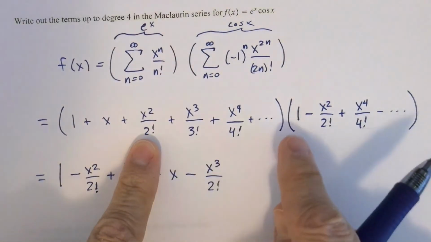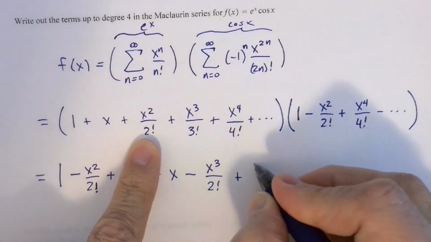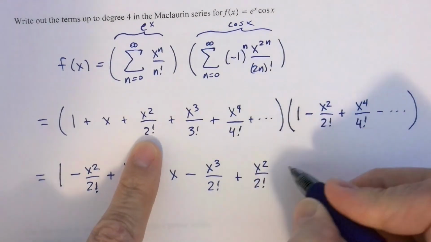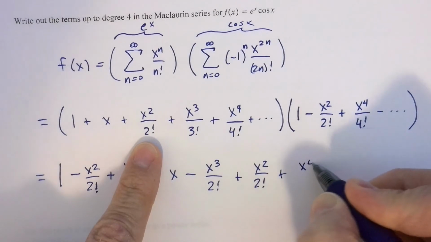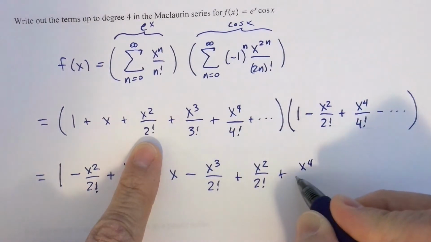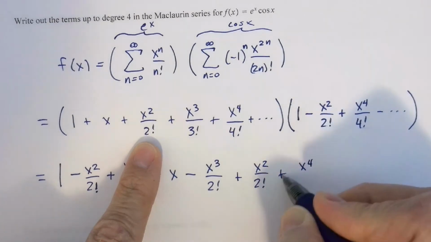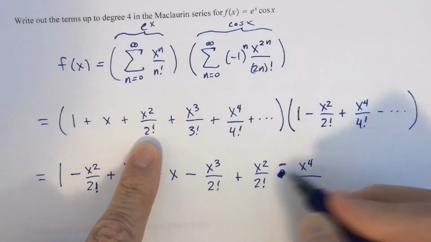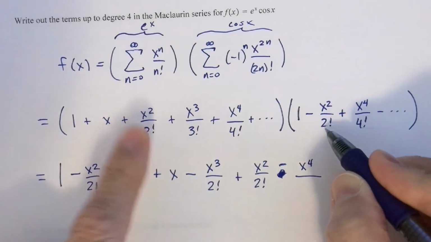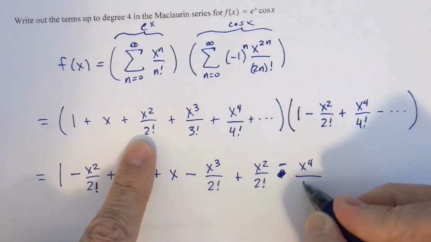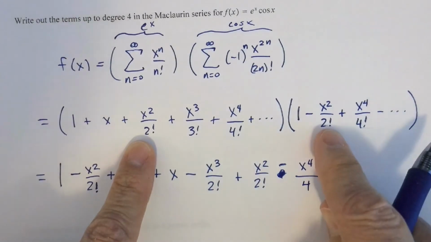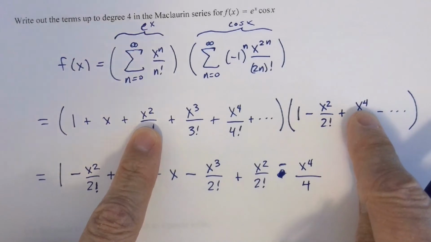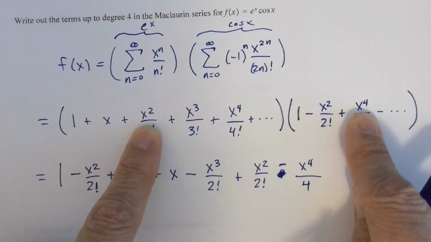Go to x squared over 2 factorial times 1. Times this would have x squared times x squared is x to the 4th. And it should be negative here, sorry, it's negative, over 2 factorial times 2 factorial. What's 2 times 2? That's just 4. 2 factorial is 2, 2 times 2 is 4. And then x squared times x to the 4th is x to the 6th. That's too big, so we're not going to include that.